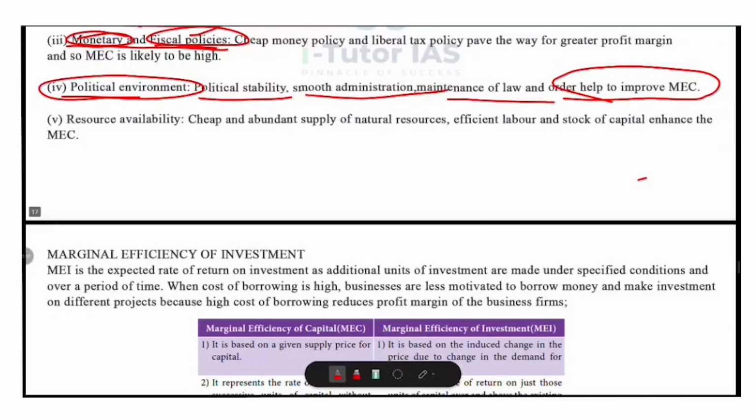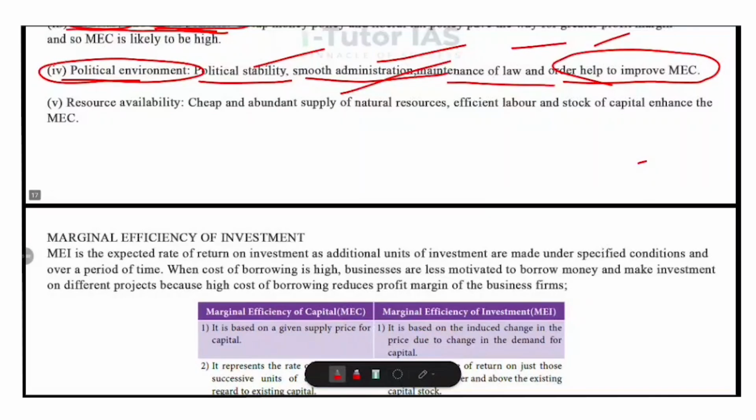Okay, that is political stability, smooth administration, maintenance of law and order helps to improve MEC. Remember that point. And if there is political instability and there is no smooth administration, that will lead to a fall in MEC. Okay, the next factor is resource availability.